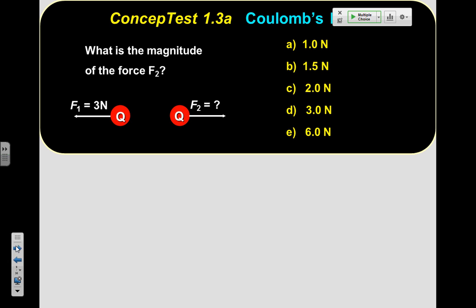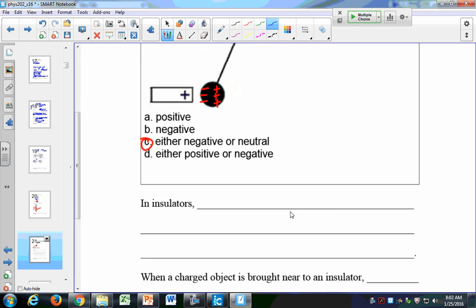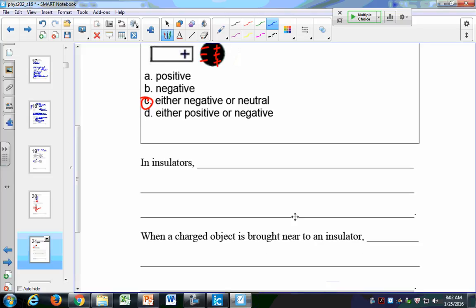All right, we'll come back to this. Probably next time we'll do Coulomb's law. Let's do a couple more things here, and I want to show you this Van de Graaff generator.